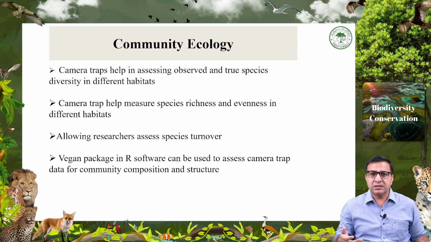They give freedom to researchers to measure species richness and evenness, facilitating comparison between different environments. This is the beauty of these camera traps, and the data that we gather from them allow for the assessment of species turnover as well as the change in species composition across landscapes. It's not limited to only species identification. We can go further with the data we collect through camera traps. Researchers can utilize different software like R to analyze camera trap data for community composition and different structures of a species of their interest.